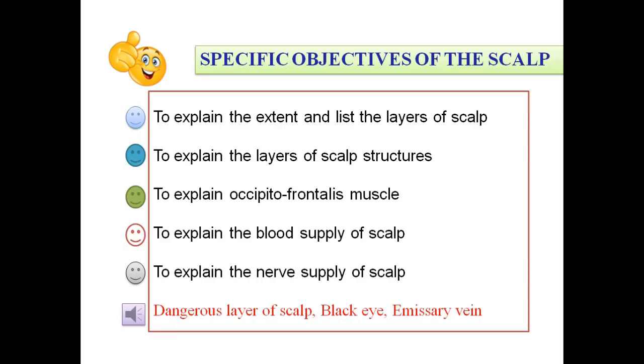Specific objectives of the scalp. It includes a list of scalp layers, occipitofrontalis muscle, blood supply, nerve supply of scalp, and dangerous layer of the scalp, and black eye. These are included in the applied aspects.